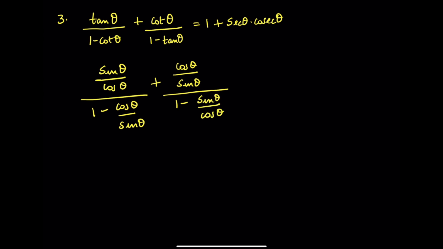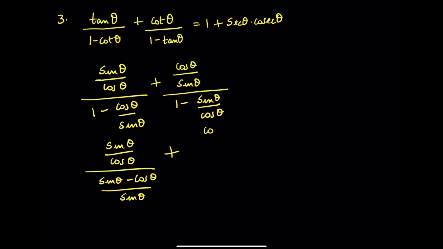Now we will solve the denominator for commonality. So 1 minus cos theta, to find a common denominator, we can rearrange it as sine theta by cos theta divided by sine theta minus cos theta divided by sine theta. Then the second part, plus cos theta by sine theta divided by, we find a common denominator here, this will be cos theta minus sine theta divided by cos theta.